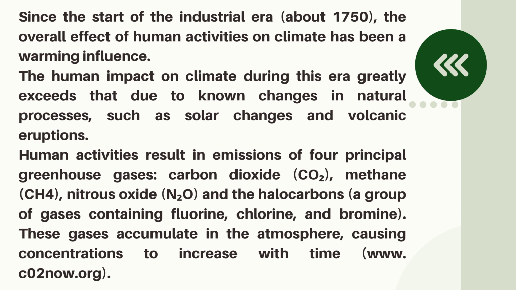Since the start of the industrial era, about 1750, the overall effect of human activities on climate has been a warming influence. The human impact on climate during this era greatly exceeds that due to known changes in natural processes such as solar changes and volcanic eruptions. The industrial era or industrial revolution refers to the time when people began using machines, factories, and new energy sources like coal and steam to produce goods instead of making them by hand. It started around 1750 in Britain and then spread to other countries, which also started the rise of human-made greenhouse gases that affect Earth's climate.